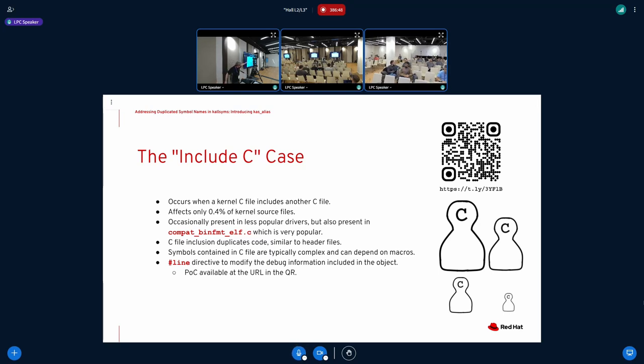In the QR code, there is a POC of this precise problem. If you want a more detailed explanation, tomorrow at the perf tracing microconference, I'll be showing the problems that the current implementation has and the ideas that I have to solve them. Any other question? Thank you for your attention.